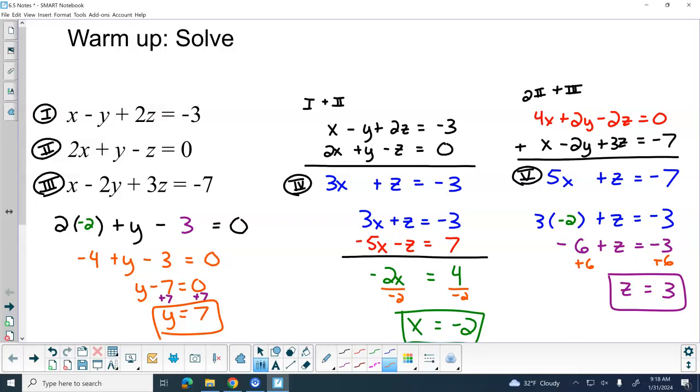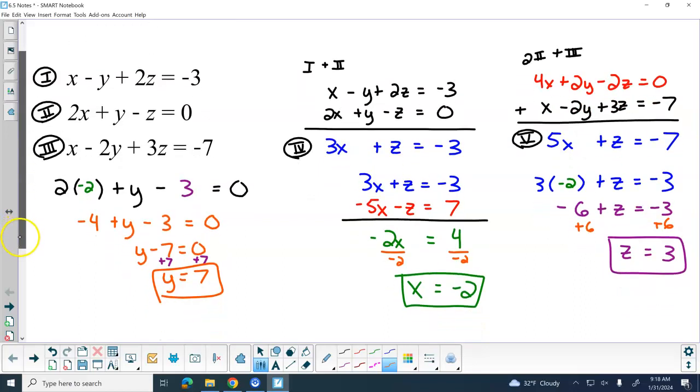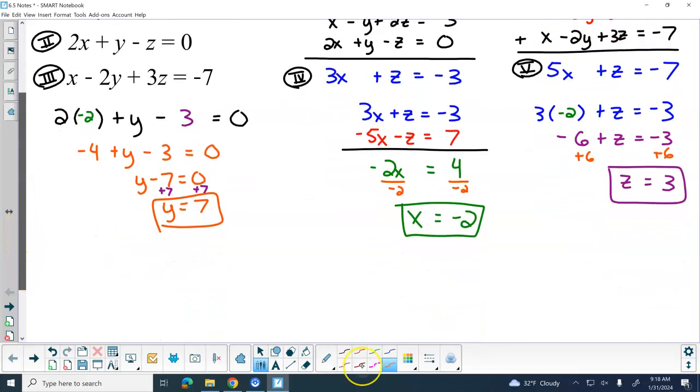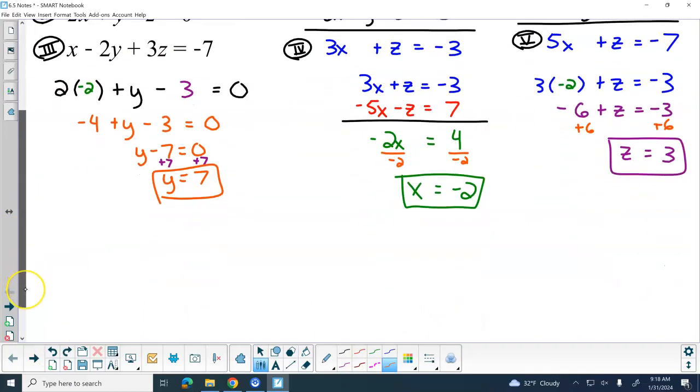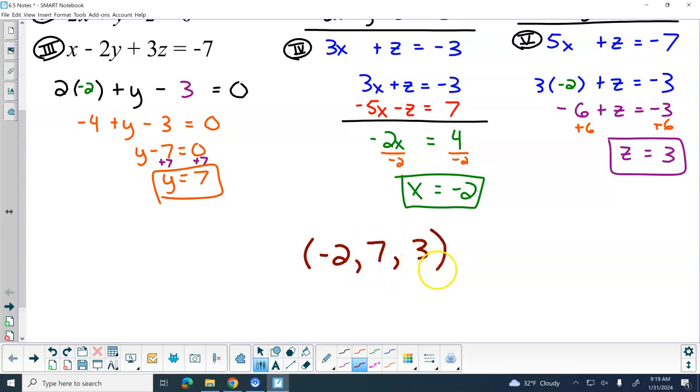Negative 2 is negative 2. 2 times 7 is 14. Negative 2 minus 14 is negative 16. 3 times 3 is 9. Negative 16 plus 9 is negative 7. Checks out in that one, so it checks out in all three. So my final answer then would be, whoa. Apparently, old Ben has decided to act up today. Negative 2, comma 7, comma 3.